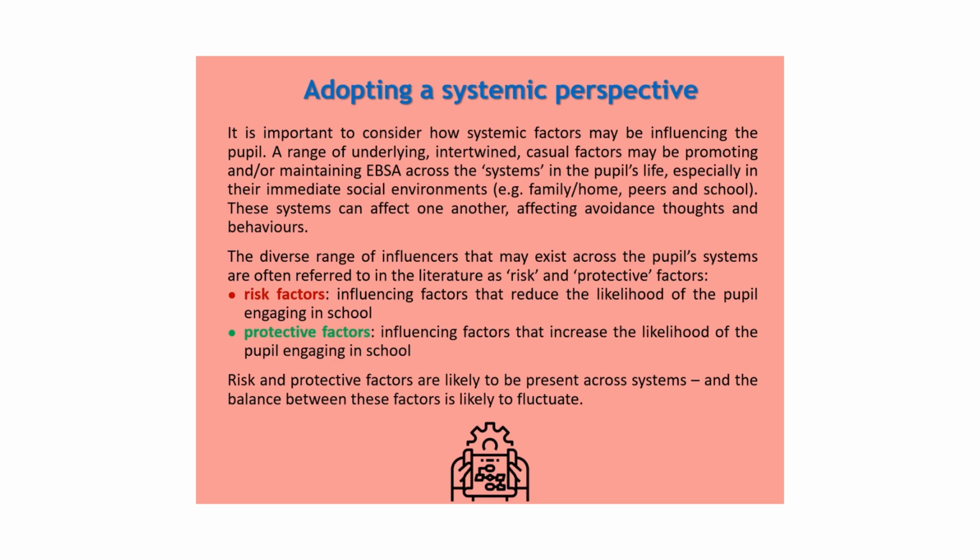Risk factors are influencing factors that reduce the likelihood of the pupil engaging in school. Protective factors are influencing factors that increase the likelihood of the pupil engaging in school. Risk factors and protective factors are likely to be present across systems, and the balance between these factors is likely to fluctuate.